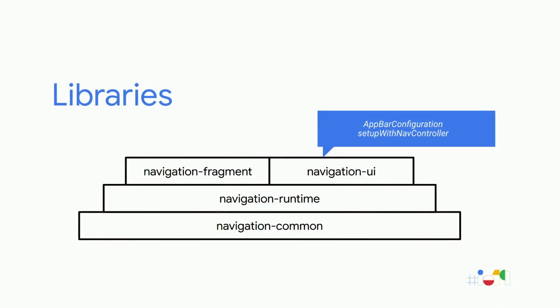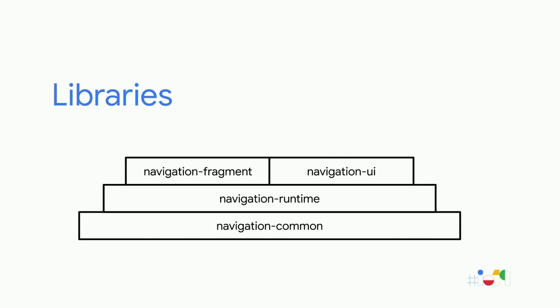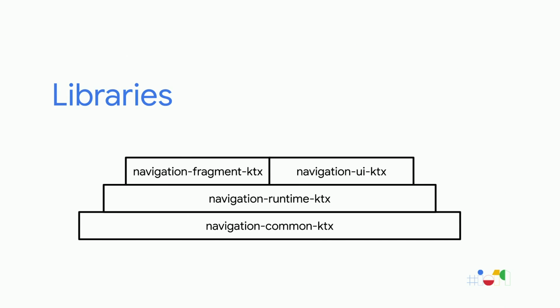These top 2 items are totally optional. If you want to go off the rails and do something totally different, we do support all of that as well, just using navigation runtime. And of course, because it's 2019, we have KTX versions of all of these. So Kotlin extensions for all of these things, as well as a Kotlin DSL for building navigation graphs, and many other features if you're using Kotlin.